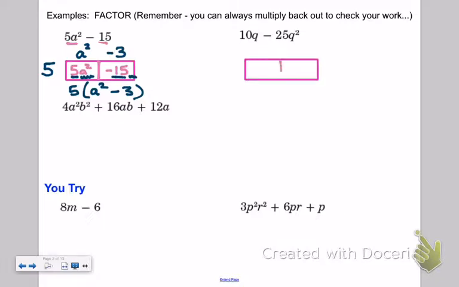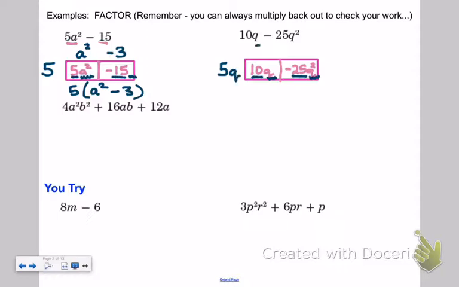In this second example, once again, we only need 2 boxes because there's only 2 terms. We have 10q and negative 25q squared. So let's see, what is the GCF? First, look at the coefficient. 10 and negative 25 are both divisible by 5, and that is the biggest number they are both divisible by. But when I look at my variables this time, I have q and q squared. Remember, I can only take out the least number, so that's just one of the q's.